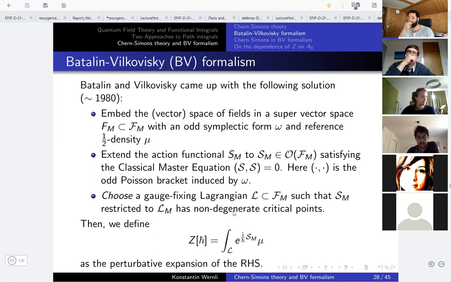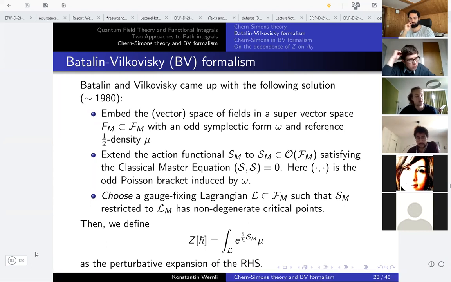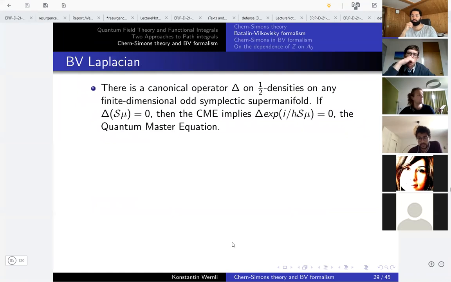And so once we have all this, if we have the non-degenerate critical points, then you have to trust me that there's a way you can make sense of the perturbative expansion for odd symplectic spaces. Just one word: I have a half density here. A half density, when I restrict it to a Lagrangian, becomes a density and I can integrate densities. So from that point of view, this makes sense. That's going to be important later.